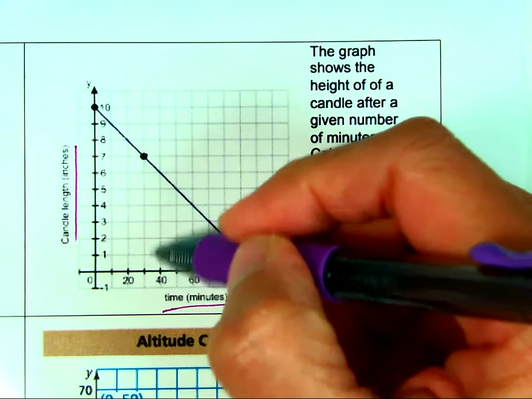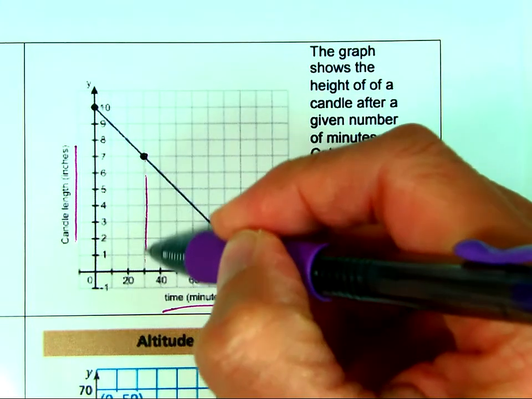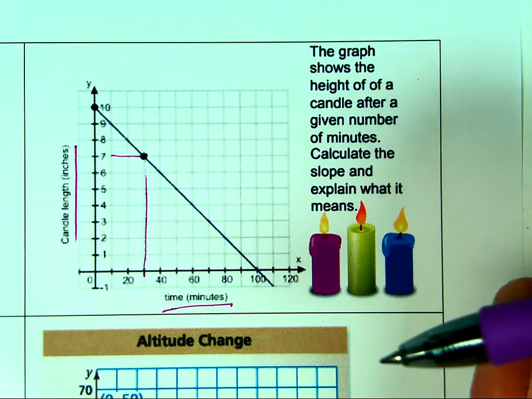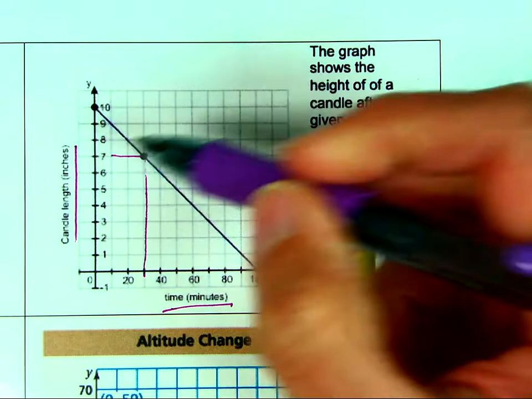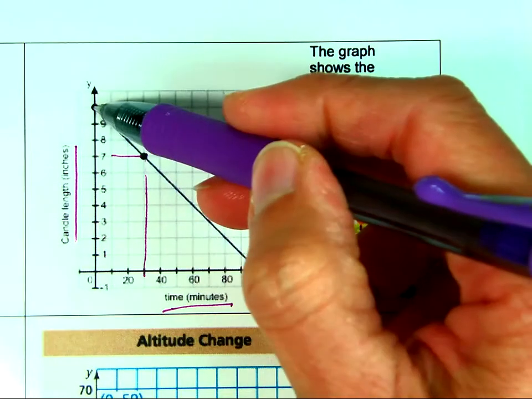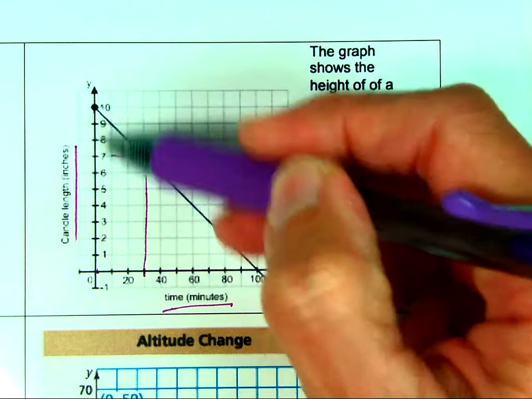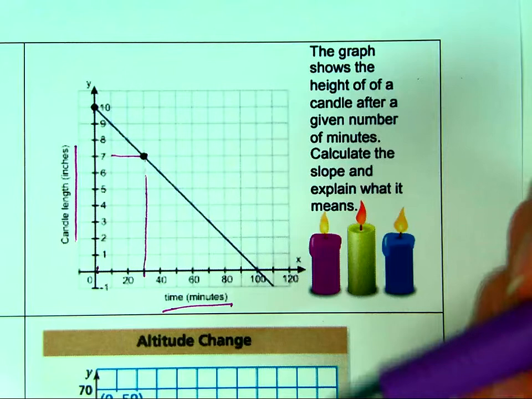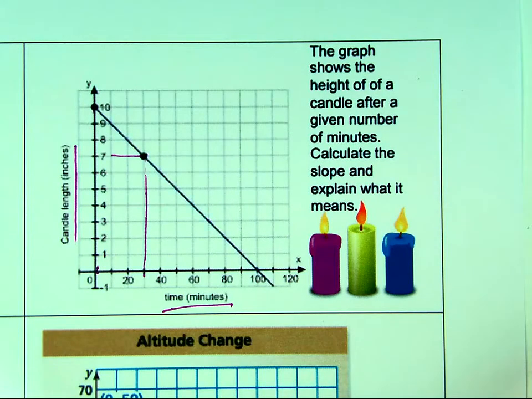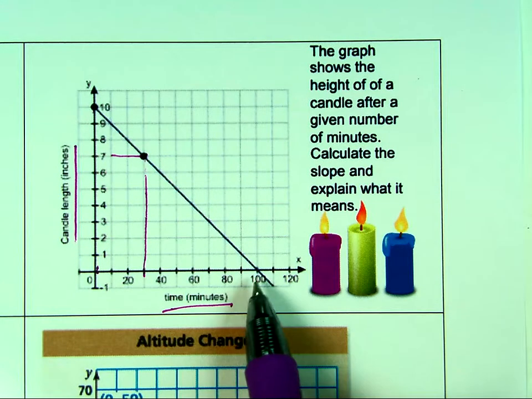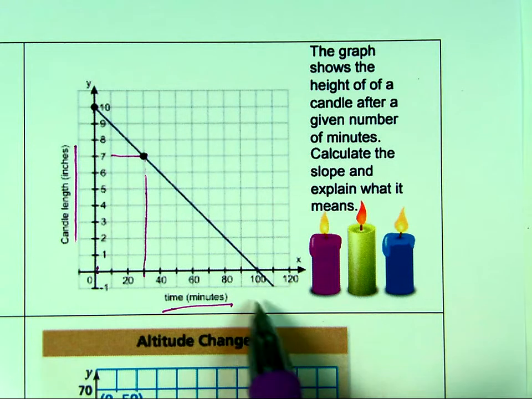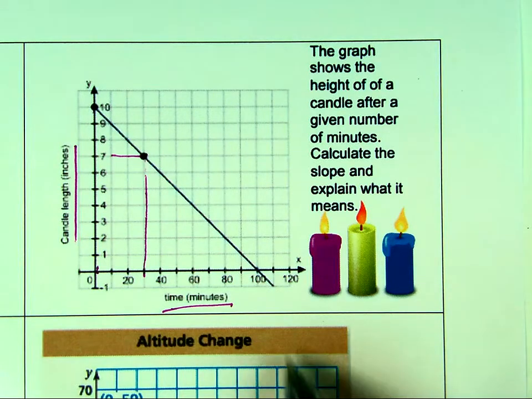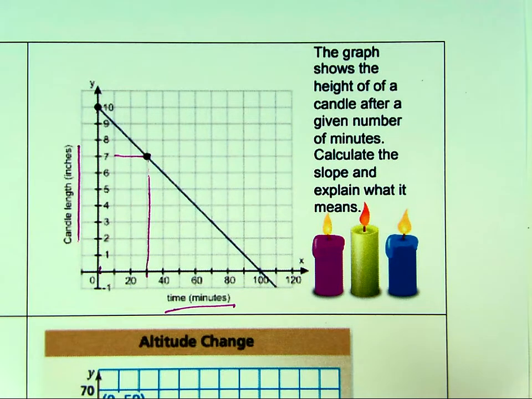Well, it means that after 30 minutes, if I go down, right, after 30 minutes, the candle is at 7 inches. Well, how tall was the candle when it started? That would be our y-intercept. It was 10 inches at 0 time. So at a time of 0, it's 10 inches long. How long will the candle burn before it disintegrates into a blob of nothing? It says 100 minutes. So that's an hour and 40 minutes. Here's our hour, 60, right? So that is what that one means. 40 minutes past 60, 60 minutes is an hour.